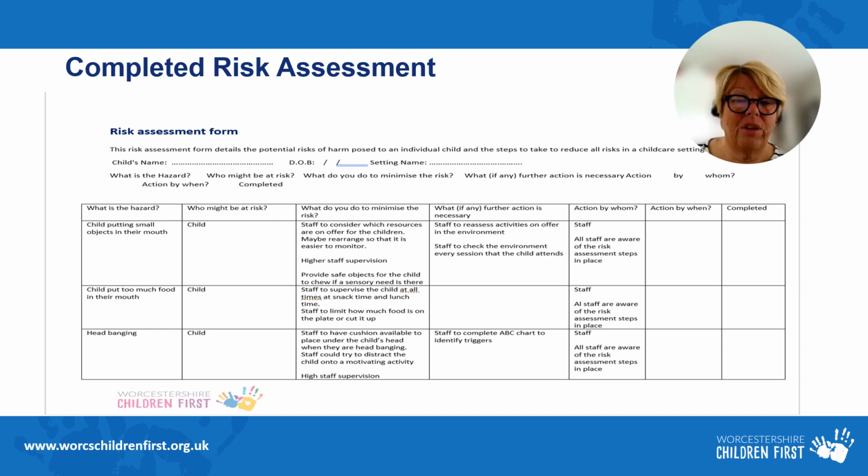What, if any, further action is required? So it could be that you need to check the environment, access other things, the action and by whom. So it would be all staff are aware of the risk in place, and they would obviously carry it out as well as the key person. And then you'd put when it's going to be actioned by and when it's been completed by.